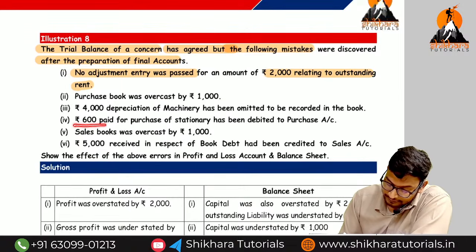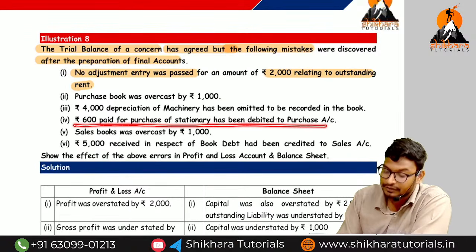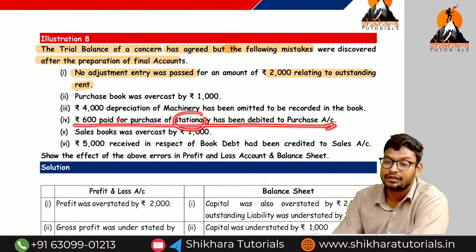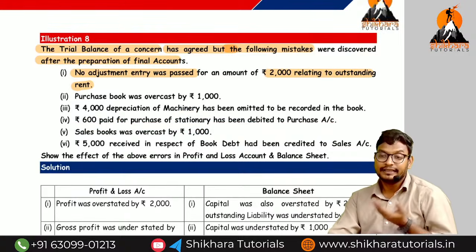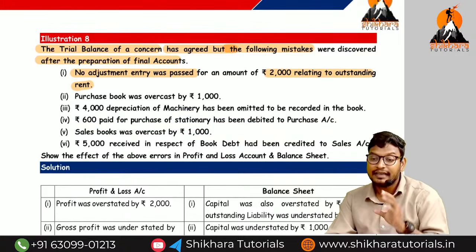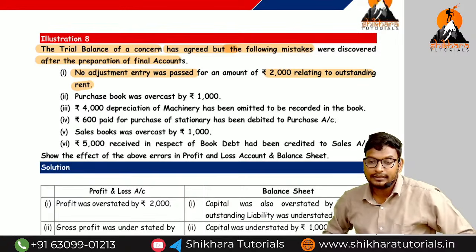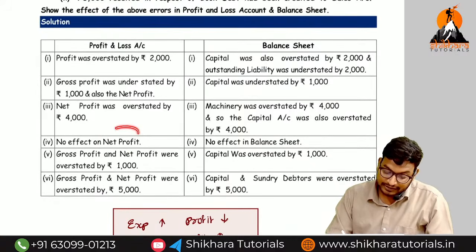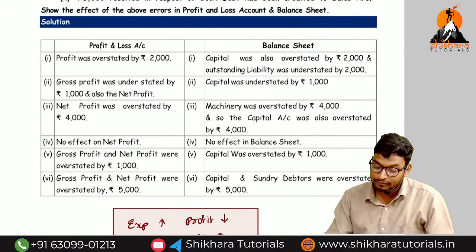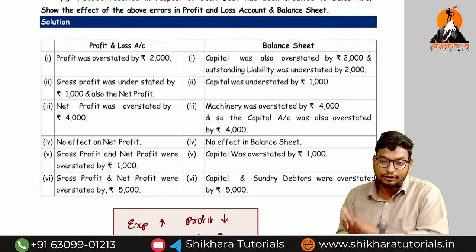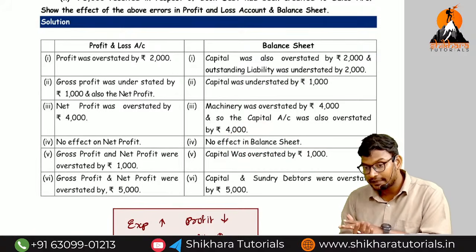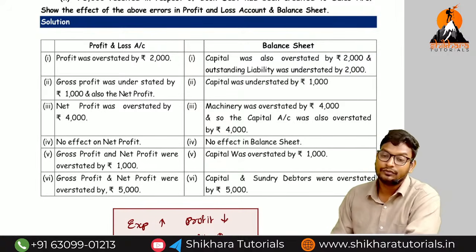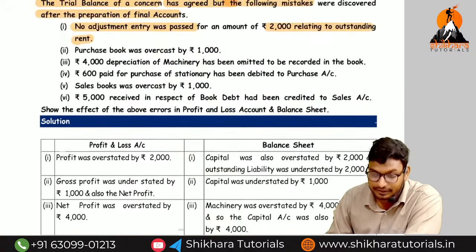Next, 600 for the purchase of stationery has been debited to purchase account. Here we have purchased stationery, but we have debited it to the purchase account. It is an indirect expense that you have recorded as a direct expense. Ultimately, net profit will not be affected. When coming to gross profit, it will be affected, but there is no effect on the balance sheet also. The indirect expenditure we have booked as a direct expenditure. Will net profit be affected? It will not be affected. Are you getting the point?